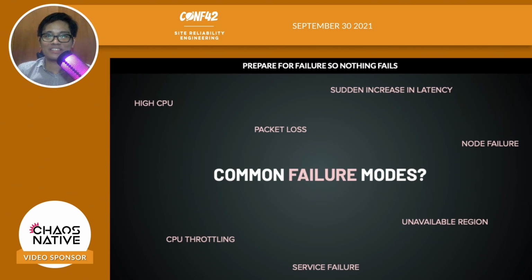The next one in our list would involve failure. So the lesson here would be to prepare for failure so nothing fails. Understanding the common failure modes when using Kubernetes is critical. Some examples shared here involve high CPU, packet loss, a sudden increase in latency, and then sometimes node failure. In rare cases, maybe unavailable regions. Maybe there's some service failure from time to time, and maybe some CPU throttling as well.